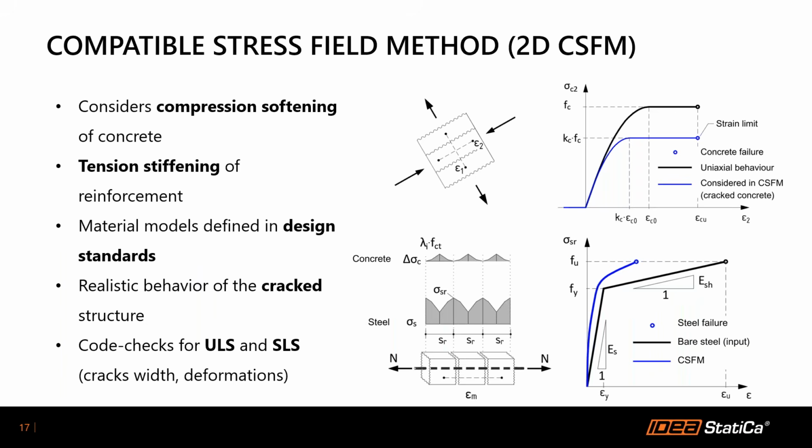The method considers tension stiffening of reinforcement, and the material models defined in the method are by design standards. This method allows you to see the realistic behavior of the cracked structure, and it provides code checks for both ultimate limit state and serviceability limit state, so you receive results for crack width and deformations too.